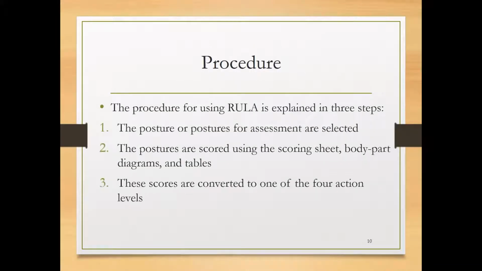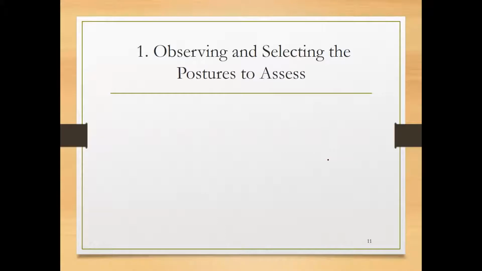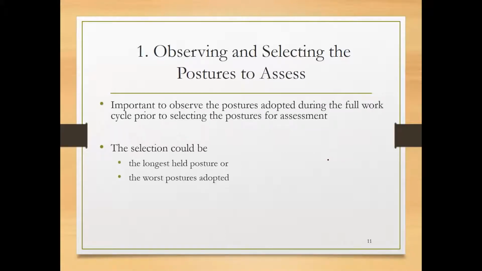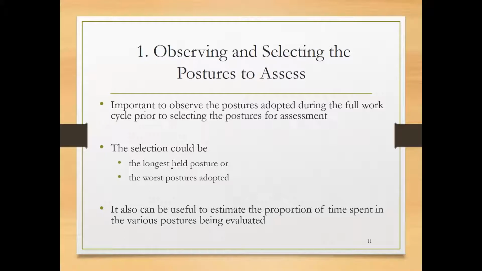So there are three steps involved in using the RULA method. First, the posture that is to be evaluated is selected. In the second step, the postures are scored using a scoring sheet. And finally, these scores are converted into one of the four action levels. So which posture to assess? A simple rule of thumb is that you should go for the longest held posture or the worst posture. The posture that is held for most of the time during a job day, or that is the most problematic posture, can be selected.